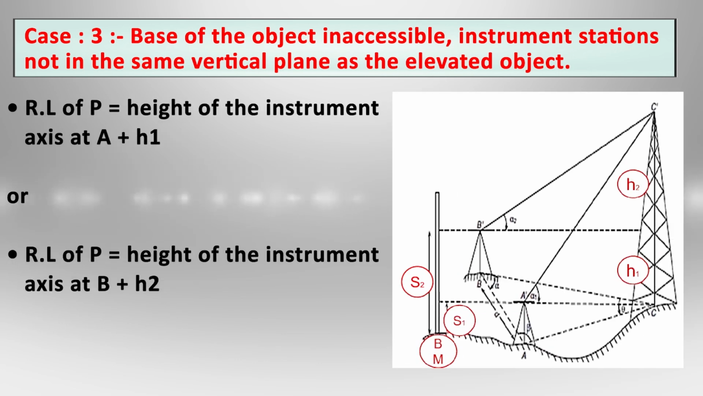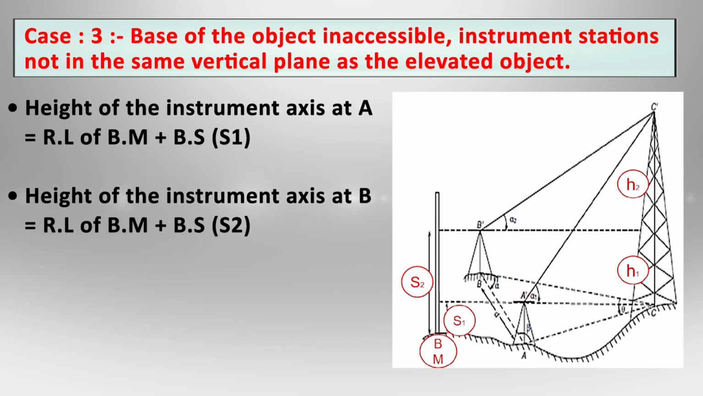So the RL of point P will be the height of instrument at station A plus H1, or we can say that the RL of point P will be equal to the height of instrument at station B plus H2. We can use the set of values from either station A or station B. So the height of instrument at station A is RL of benchmark plus the backsight reading recorded at the benchmark, and the height of instrument at station B will be RL of benchmark plus the backsight reading held at the benchmark.